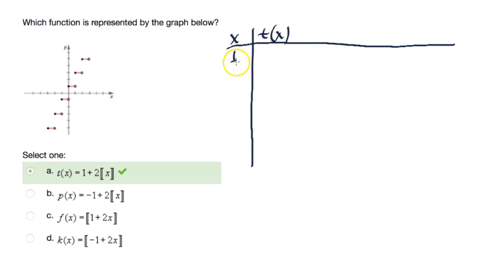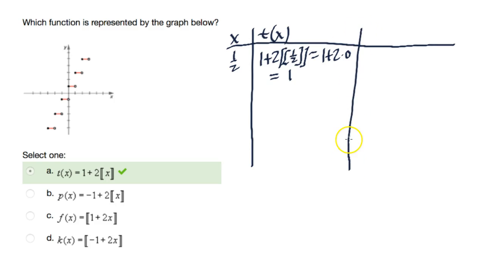So let's look at 1/2. And if we look at t of 1/2, we have 1 plus 2 times the greatest integer of 1/2. So there's no simplifying involved here in terms of what's inside the greatest integer function. So we just need to apply that greatest integer function to 1/2, which means we're rounding down to 0. So this is 2 times 0. This is 1 plus 2 times 0, and that gives us 1. Okay, so we plug in 1/2 and we get 1 out. So there's one ordered pair we just get from there.